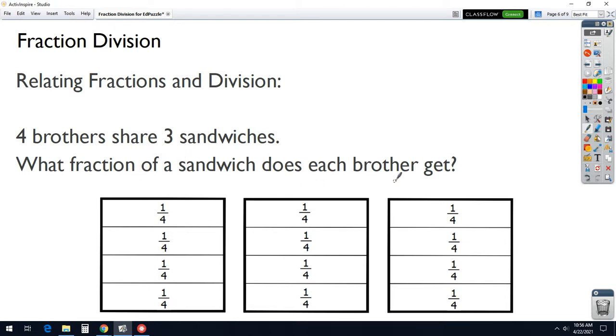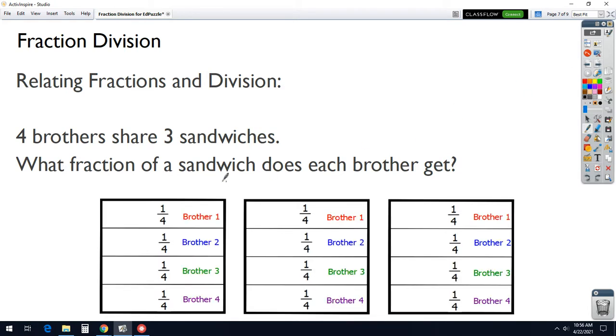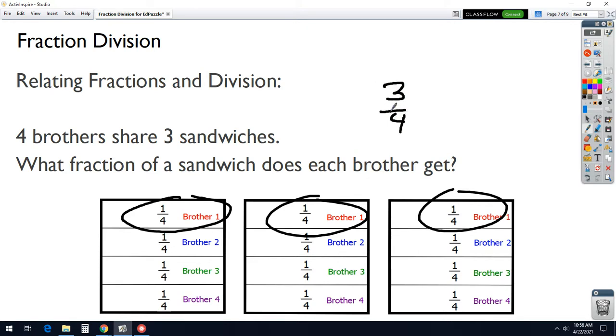So we have 3 sandwiches. Well, you could actually break them all into fourths and say, okay, brother number 1, you're going to get a fourth from this and a fourth from that and a fourth from this. And brother 2, there's your fourth. And brother 3, fourth. So how much is each brother getting? Well, each brother is getting 3/4. So take a look how that connects to the division problem of 3 sandwiches divided among 4 brothers. 3 divided by 4, that is 3/4. Because our fraction bar means division. And our division means a fraction bar. It's all connected. 3 divided by 4, 3/4.